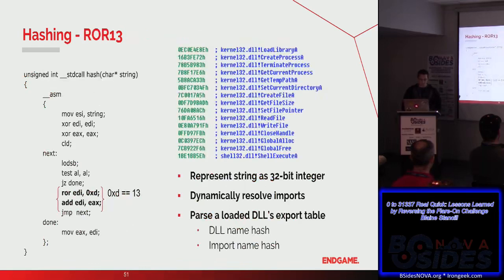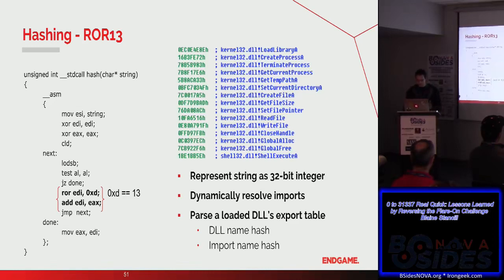Alright, so I mentioned ROR 13. What is ROR 13? It's a little hashing algorithm where you put in a string, and ROR means rotate right, so you rotate bits around 13 to the right, and you just keep summing them up over and over until you get this final hash, which is a 32-bit integer. So why do malware authors like to use this? Well, instead of carrying around all these very long strings, you can represent the strings with just a small 32-bit keyword.